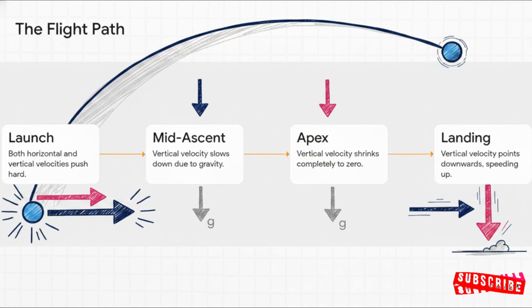Then it hits Step 3, the crucial apex, which we'll dig into in a sec. And finally, Step 4, the descent, where the vertical velocity points downwards and speeds up until it lands. And through that entire journey, the horizontal velocity never changed its speed once.